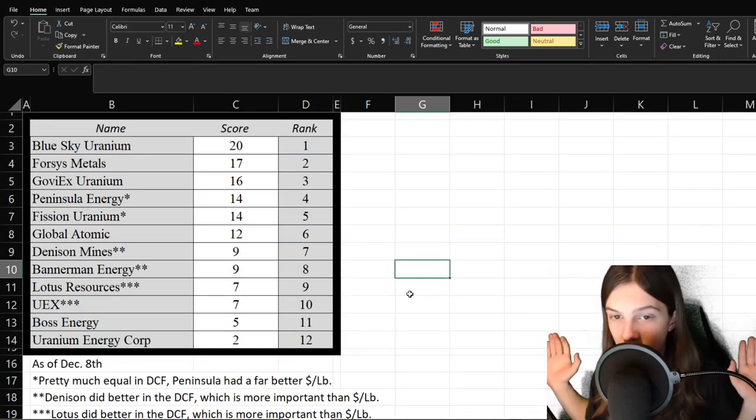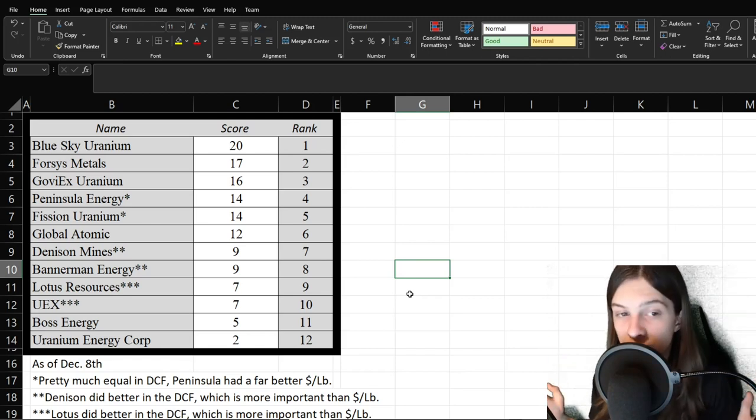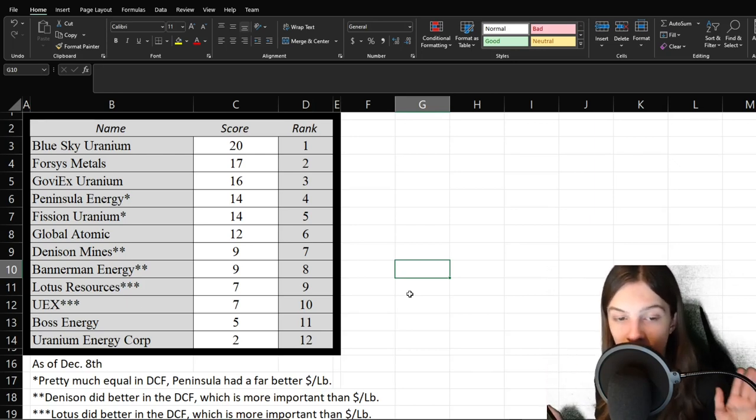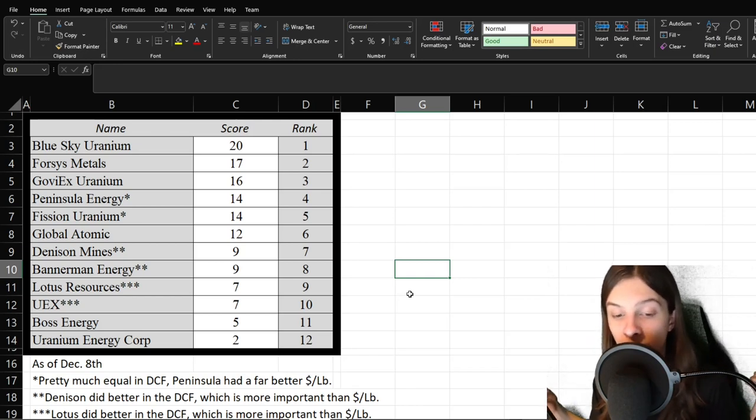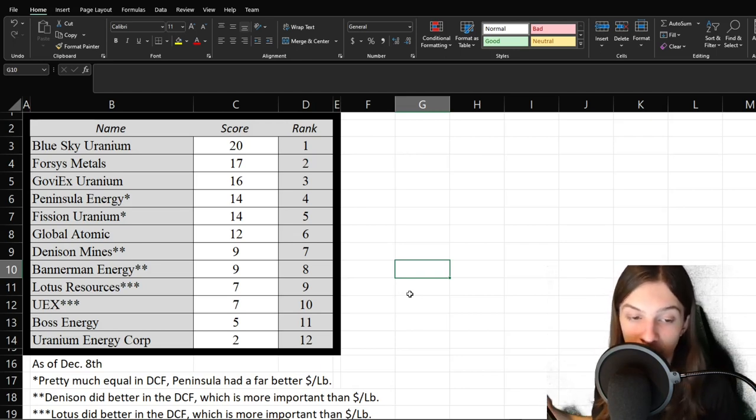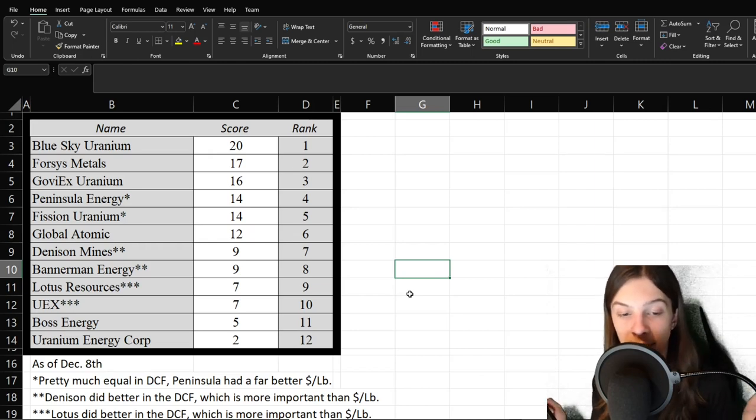Blue Sky came soaring out of nowhere right into first place here, followed by our old first place, Forsys Metals, now falling to second place, GoviEx Uranium in third, with Peninsula Energy in fourth, Fission Uranium in fifth. And the reason I did that is because they were pretty much equal in the DCF, as we saw there, but Peninsula's dollar per pound was far, far better, so I've decided to rank them a little bit higher. Then we have Global Atomic, then Denison Mines and Bannerman Energy. Denison did better in the DCF by a good bit, so we're going to place it ahead. Same thing, Lotus did a good bit better than UEX when it came to the DCF, so it gets ahead again. Then we see down in 11th place, Boss Energy, and UEC in 12th place.